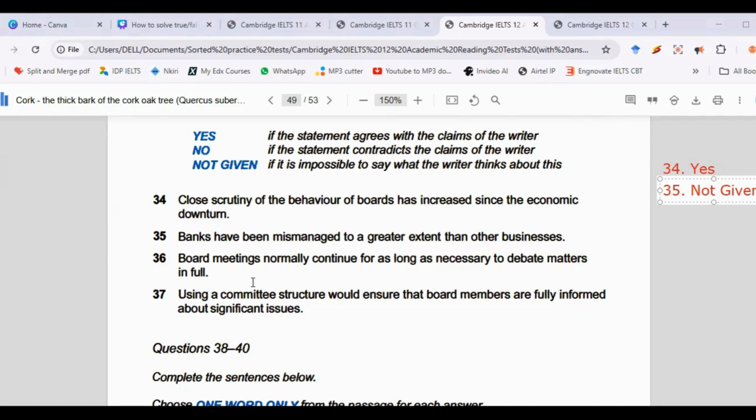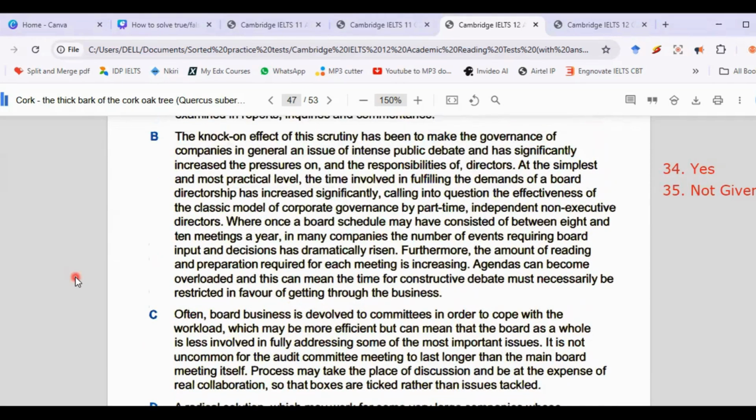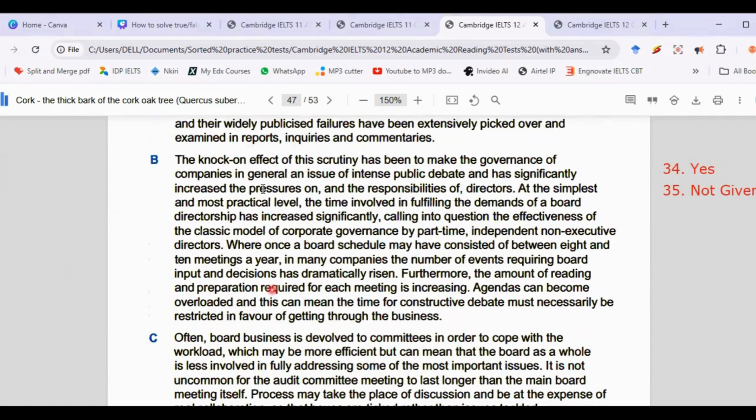Next one. The board meetings normally continue for as long as necessary to debate matters in full. Normally is a keyword here. Board meetings is another keyword. Continue as long as necessary is a keyword. Debate matters in full. So let's go check the passage. Paragraph B closely, and then we'll go to paragraph C.